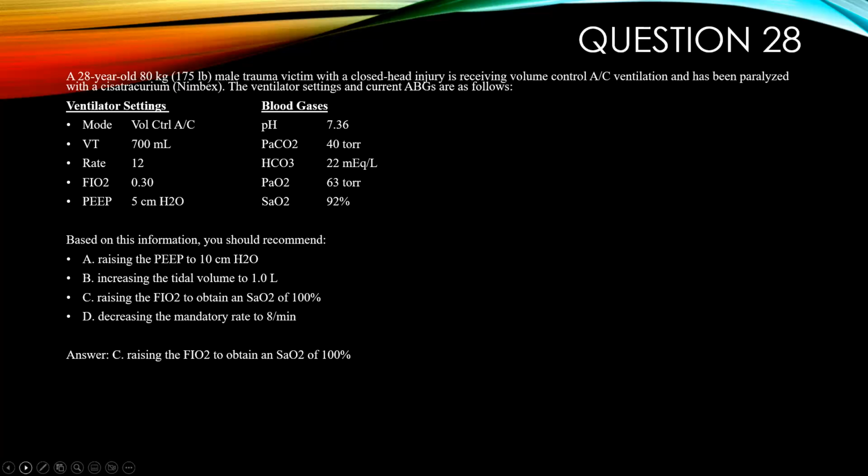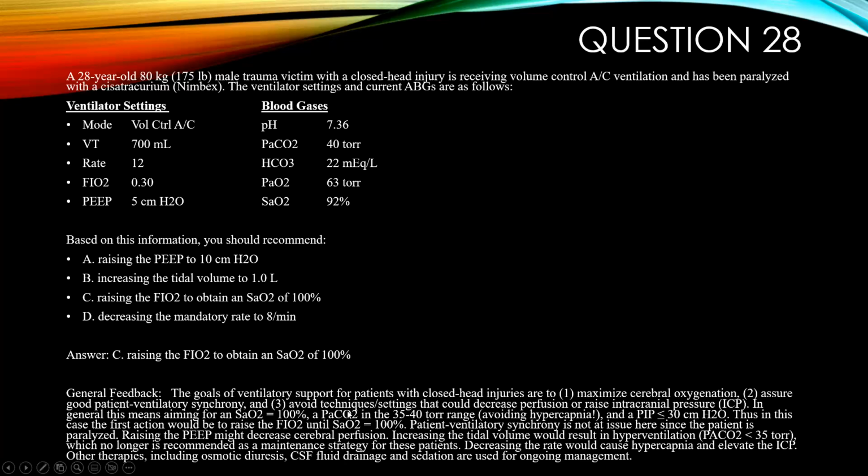So let's look at the more formal explanation. Goals of ventilatory support for patients with closed head injuries, there are many, many goals. But again, the first one, maximizing cerebral oxygenation. Second, assuring good patient-ventilator synchrony. Third, avoiding techniques and settings that could decrease perfusion or raise intracranial pressure.